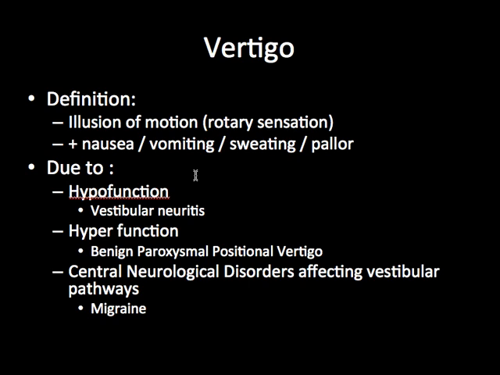This could be due to a few reasons. One is that there is a lack of function of the vestibular system, an example being vestibular neuritis. Another is hyperfunction, where there's too much signal coming from that area. An example we'll go through is benign paroxysmal positional vertigo, abbreviated as BPPV.